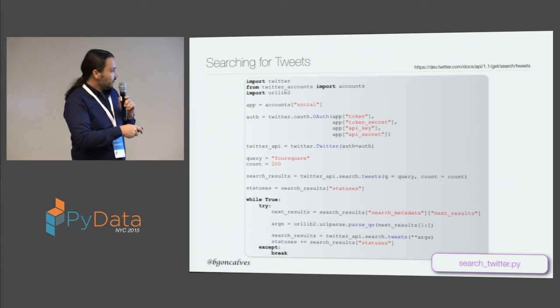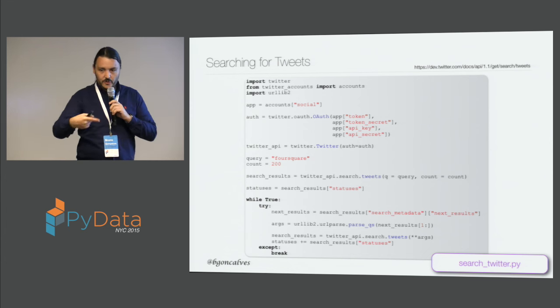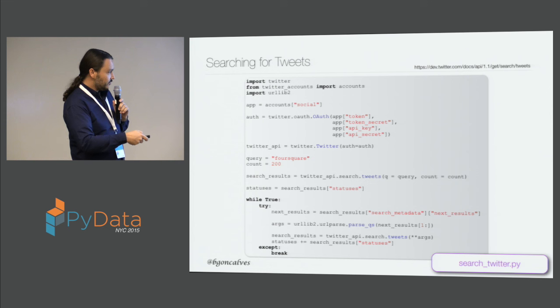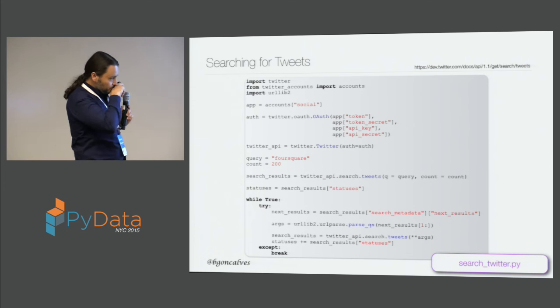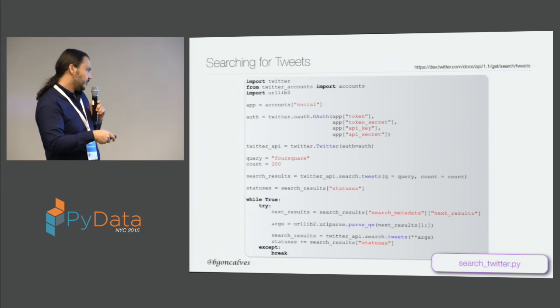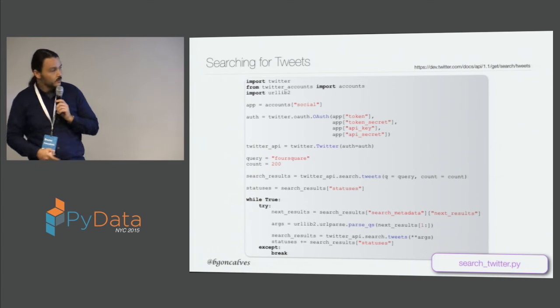So while true just means keep going until there's no more results, searching for the next results, and if there's no more results, then you just stop. So whenever there's an error, you just break out. And here, what this will give you is basically a list with all the tweets that it found.